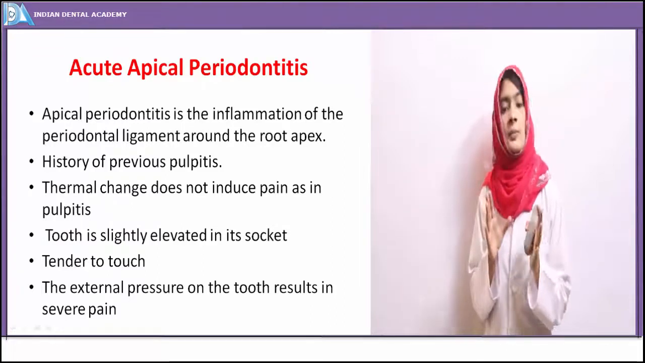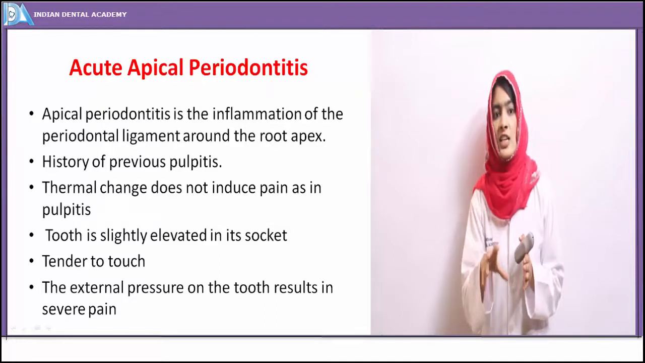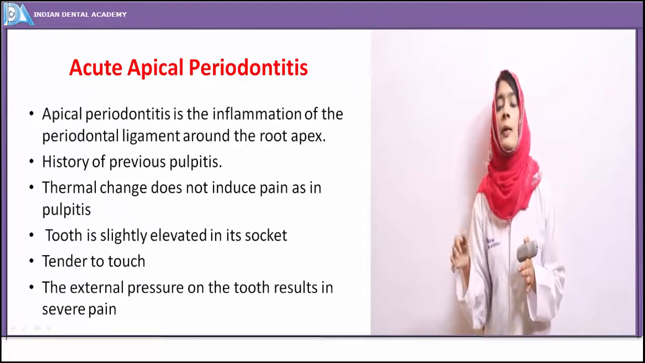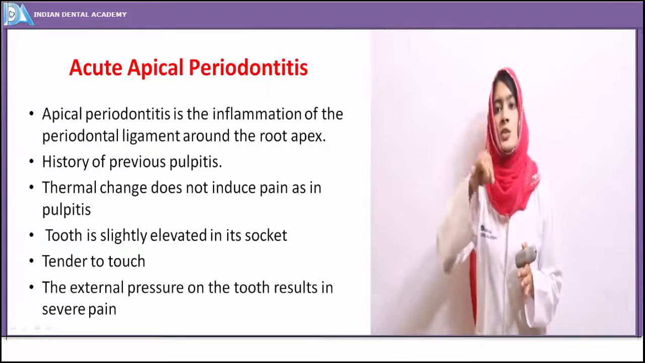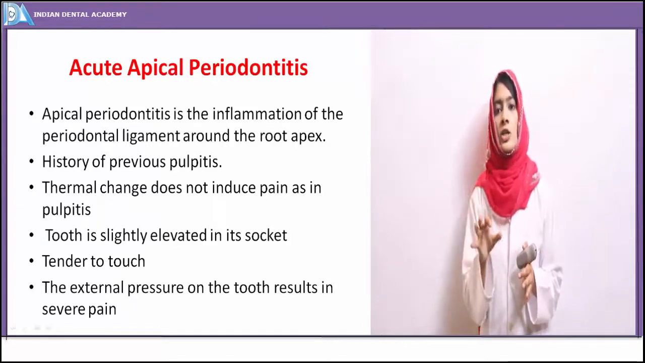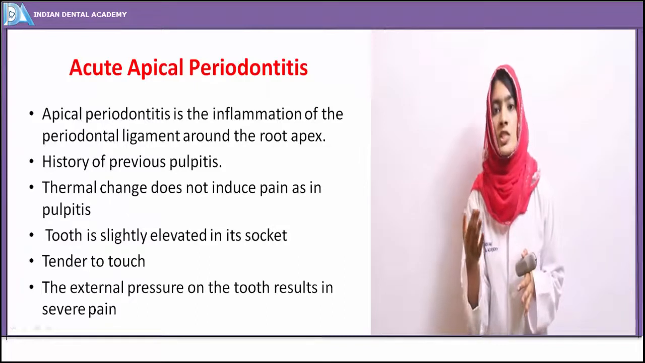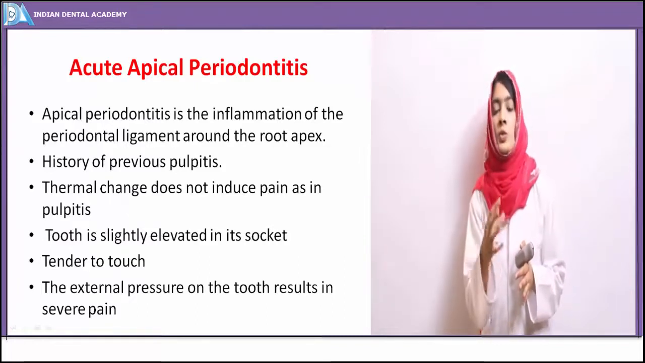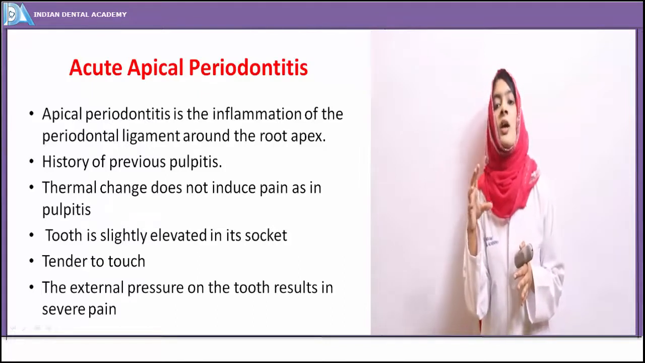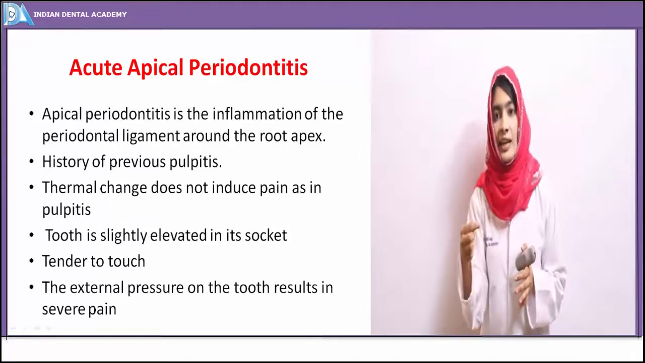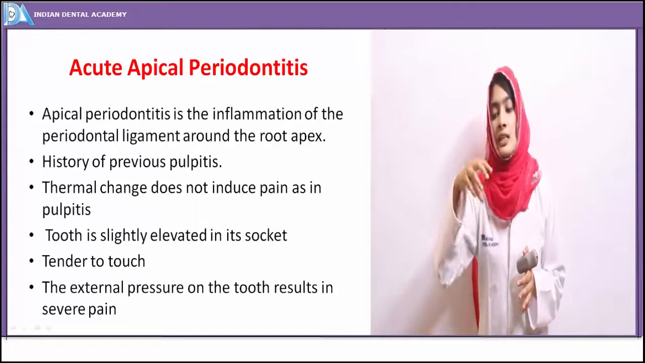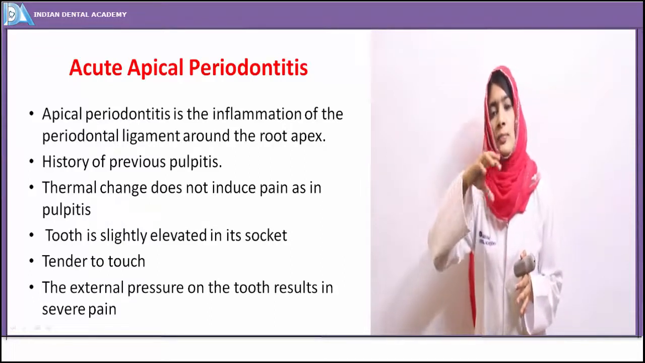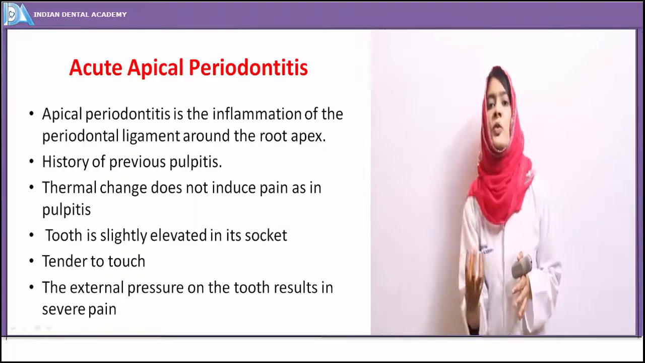And the thermal changes, if you apply a stimulus like heat or cold, do not induce any pain in cases of thermal pulpitis. Instead, if you percuss the tooth, either horizontally or laterally, it produces relatively more severe pain, because whenever the inflammation has spread from the pulp, from the root canals, and is involving the periodontal ligament, there is relative widening of the periodontal ligament space, and the tooth tends to be extruded out of the socket because of the accumulation of edema fluid in the root apex.